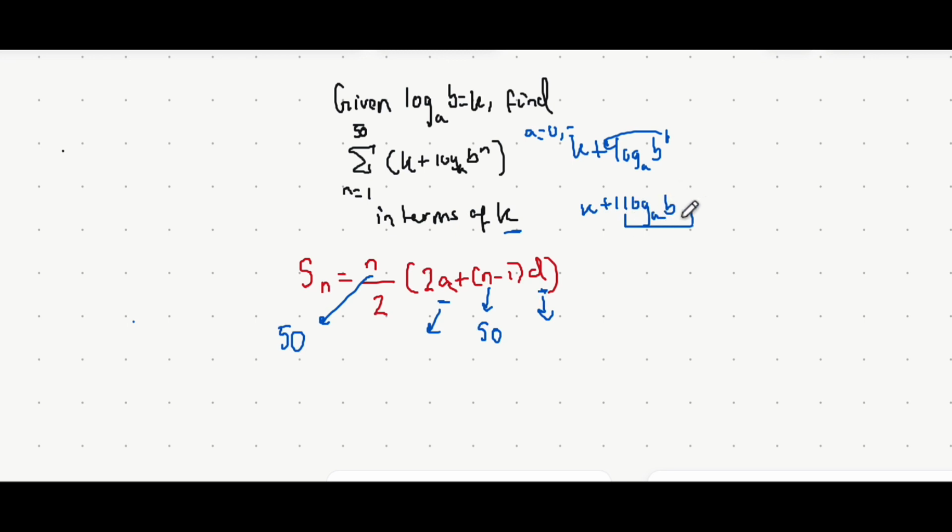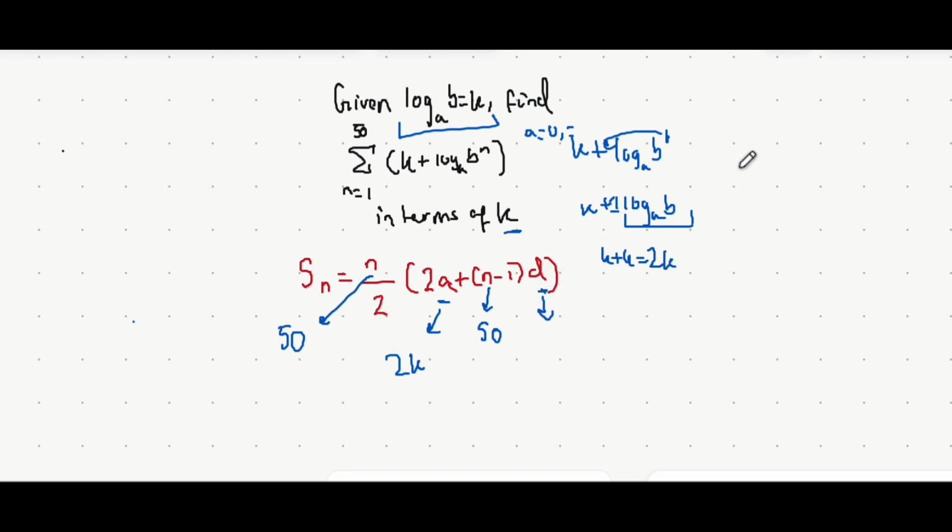And then now it tells you log base a of b is equal to k. So that's just equal to k plus 1k, or just k plus k. So that's equal to 2k, meaning the first term a is actually just 2k. How do we find the common difference though? That's one of the hardest parts of the question.